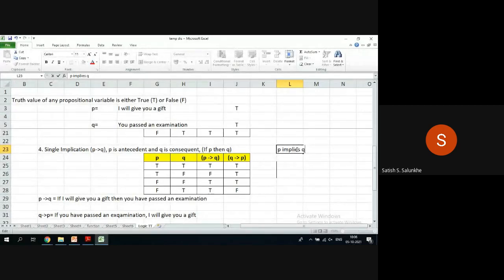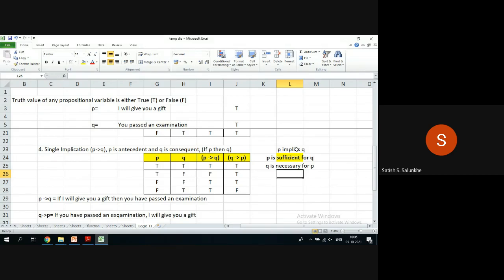or it is also called P is sufficient for Q, or you can say Q is necessary for P, Q is a consequence of P, and something like that. So this is what we already discussed.